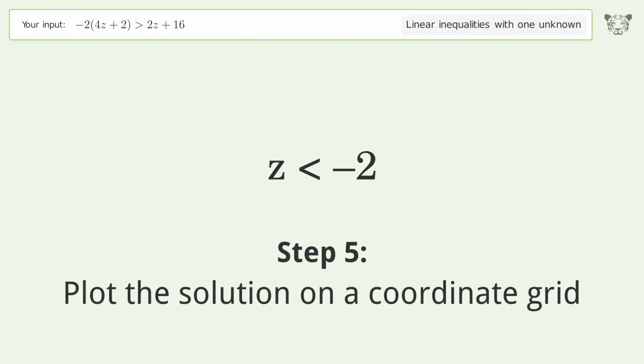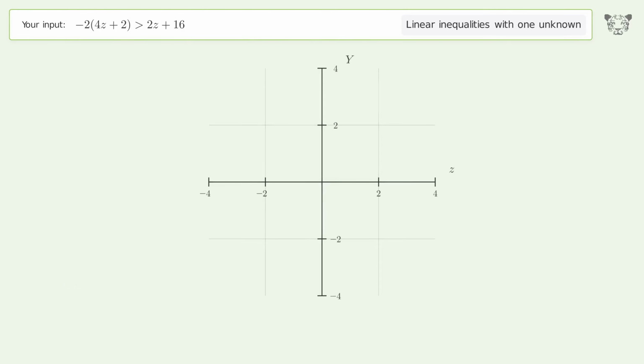Plot the solution on a coordinate grid. And so the final result is z smaller than -2.